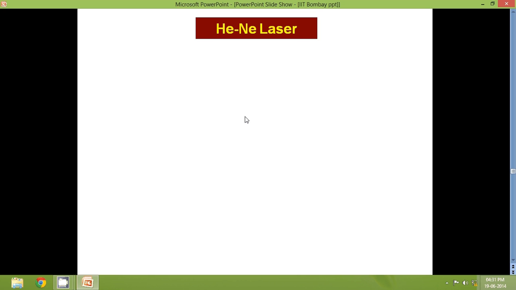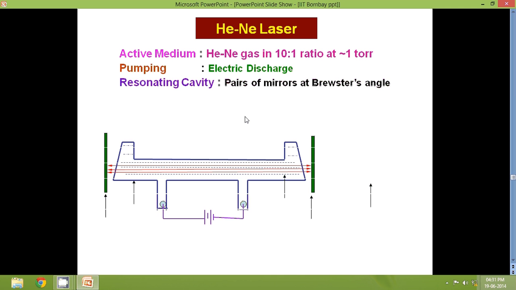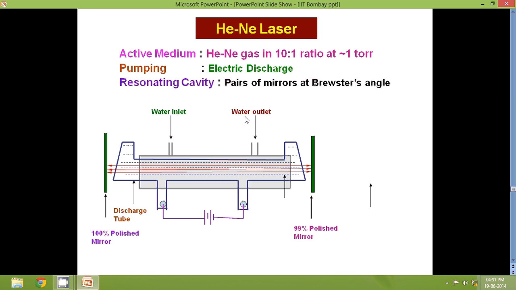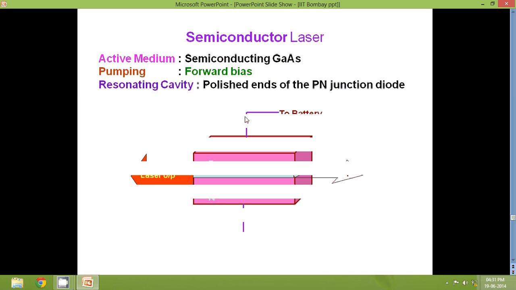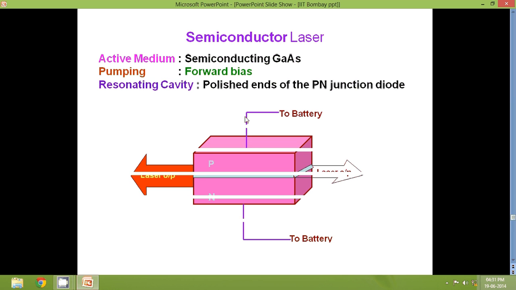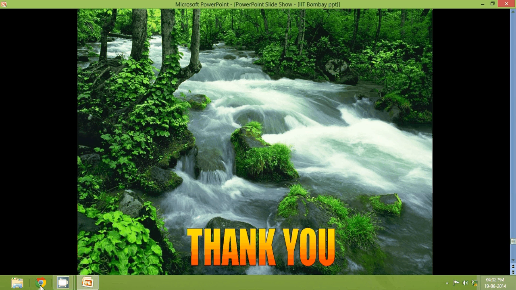And we have the helium neon laser. These are the components of the helium neon laser, and we have also seen a cooling system, and the laser output comes from the 99% polished mirror. The semiconductor laser also has components similar to what we have discussed for the ruby laser and helium neon laser. Then it is, thank you very much.